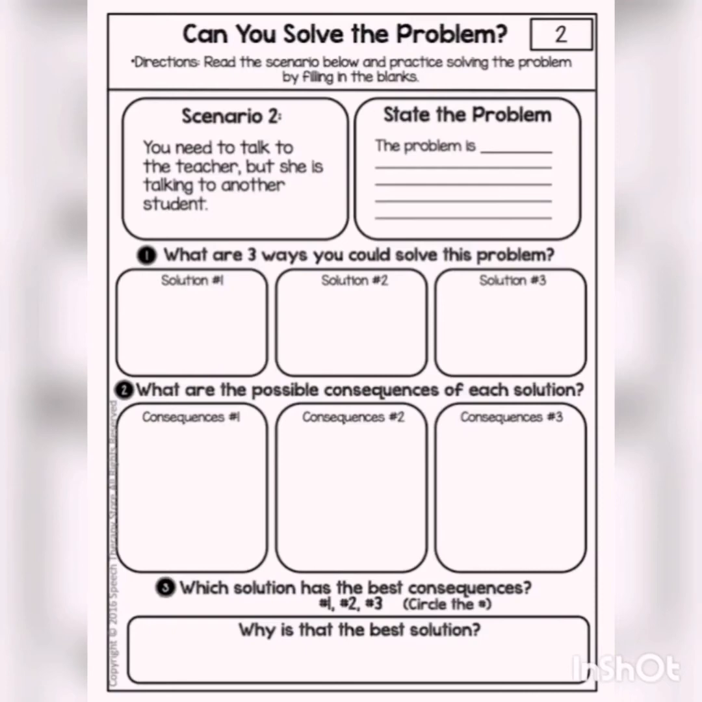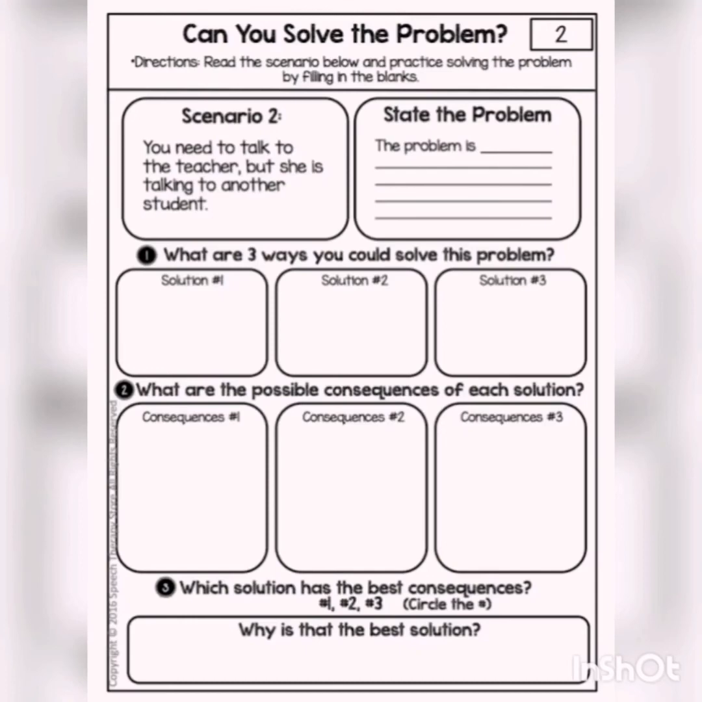Put yourself in the student's shoes. How could you create these solutions? You can predict answers, for example. The problem is that it will be rude to talk while the teacher is busy with another student. And 3 possible solutions that you can come up with is, for example, you can start talking to the teacher as if she is not busy. But the consequences will be that the teacher will answer, she is busy with another student.